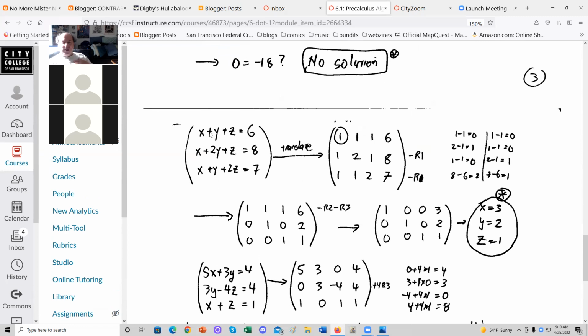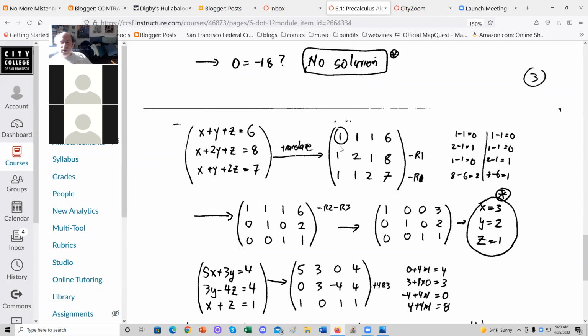Now we have a 3 by 3 system. And 3 by 3 systems are basically more than twice the work of a 2 by 2 system, because there's more than twice the numbers in it. 6 versus 12, well, yeah, twice the numbers in it. Whatever. So x plus y equals 6, that's 1, 1, 1, 6. X plus 2y plus z equals 8, 1, 2, 1, 8. And 1x plus 1y plus 2z equals 7, 1, 1, 2, 7. Okay, there's the augmented matrix.